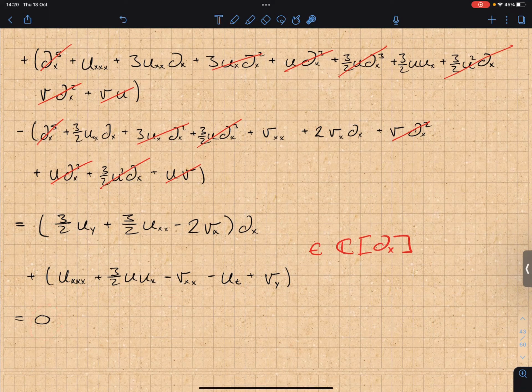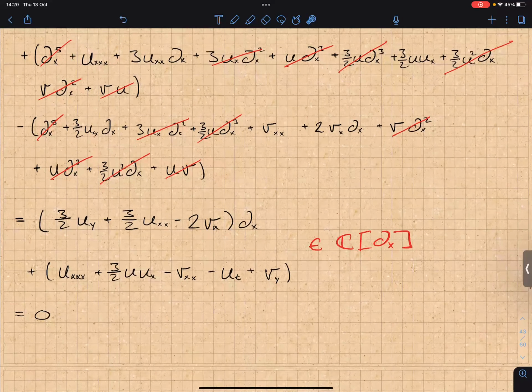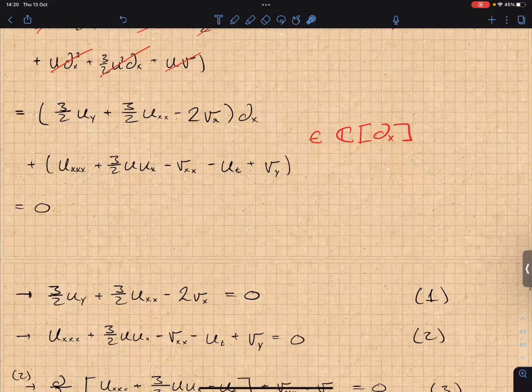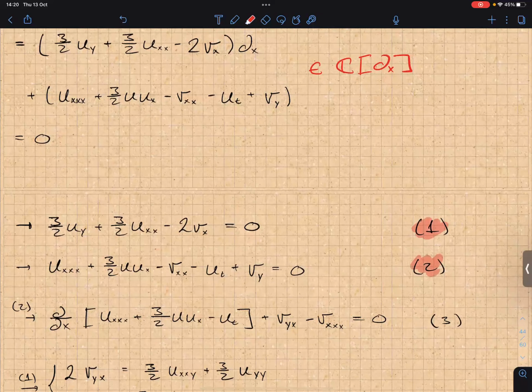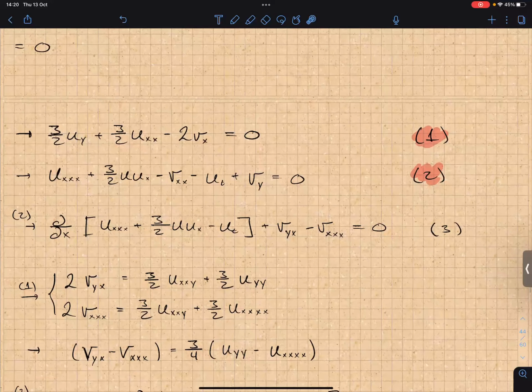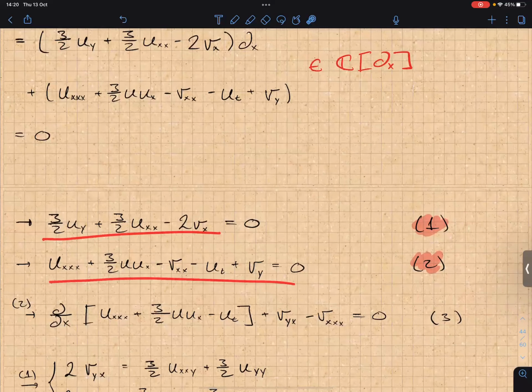If we have a differential operator expanded in terms of dx, then the only way for this operator to be identically equal to 0 is for each of the coefficients in front of the nth order partial to be equal to 0. So this coefficient has to be equal to 0, and this also has to be equal to 0. So we need the coefficients in front of the partials to each be equal to 0, so that this operator is identically equal to 0. From that, I obtain these two differential equations. This is from the top one, and this is from the bottom one.